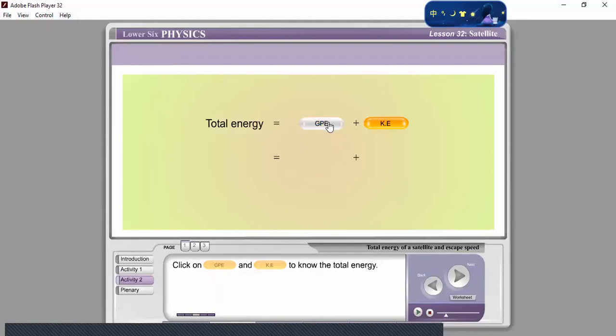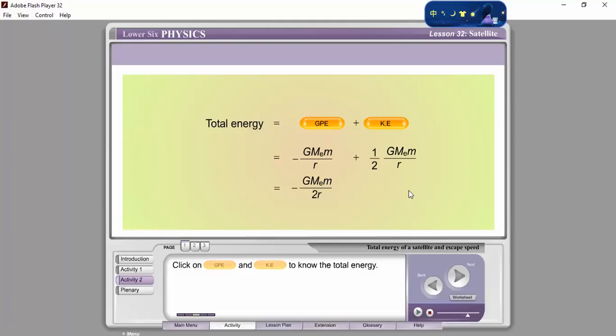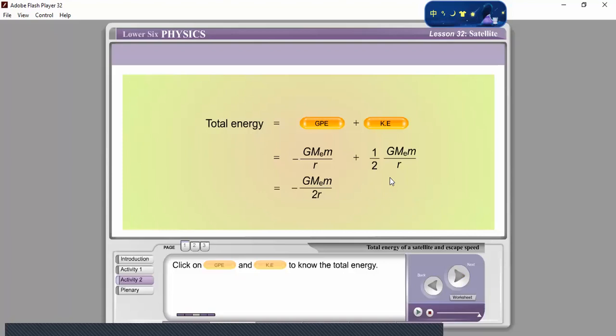The total energy equals gravitational potential energy, which is negative GMeM over R, plus the kinetic energy, which is half GMeM over R. This equals negative GMeM over 2R. So at the end, this will be the total energy.